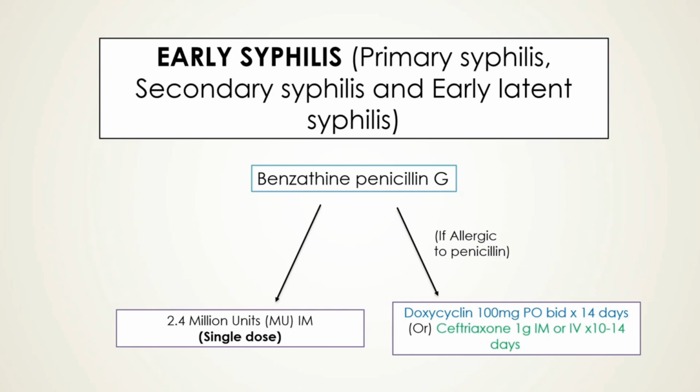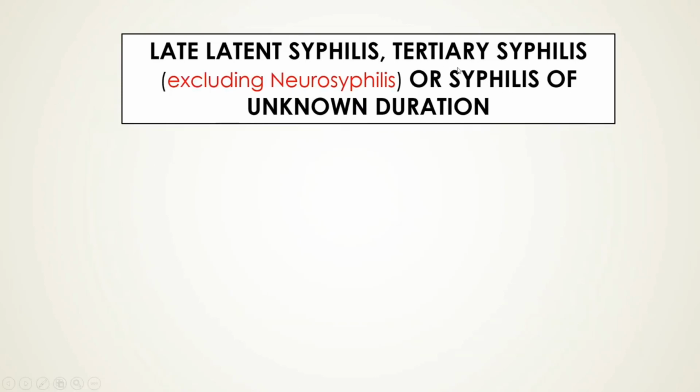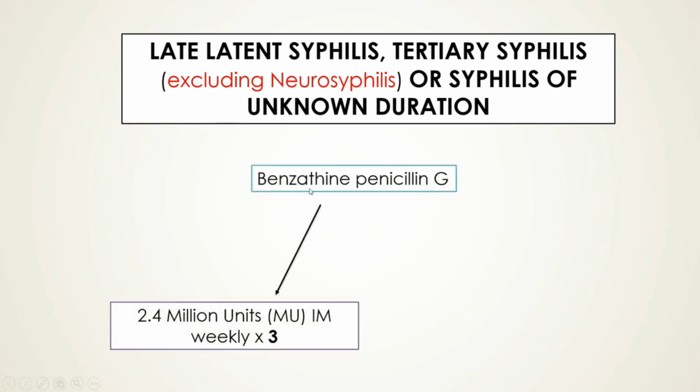Now let's talk about how we treat late latent syphilis, tertiary syphilis excluding neurosyphilis, or syphilis of unknown duration. The treatment of these stages is similar to early syphilis. It means we still use benzathine penicillin G at the same dose of 2.4 million units and the same route, that is intramuscular route. So everything is the same, but the only difference is instead of a single dose, in this case we use 3 doses separated by a week, right?